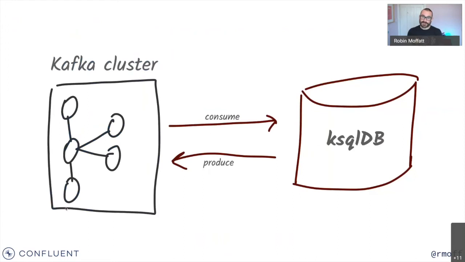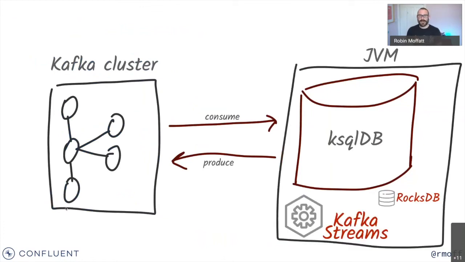ksqlDB itself runs separately from the Kafka cluster. So you've got your Kafka cluster of brokers. ksqlDB runs separately. It runs within a JVM. It's actually built on top of Kafka Streams. So you don't have to use ksqlDB. Everything that I've shown you here with ksqlDB can also be done with Kafka Streams. So Kafka Streams is part of Apache Kafka. It's a Java library. So if you would rather use your stream processing that way and interactive query and things like that way, you can do so.